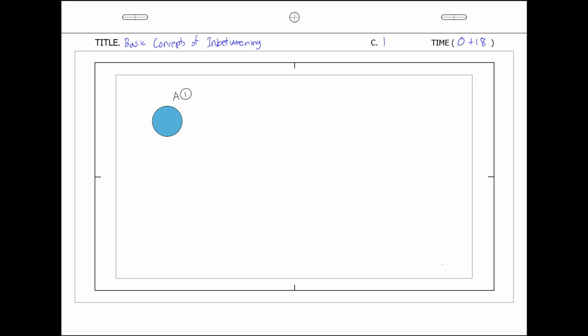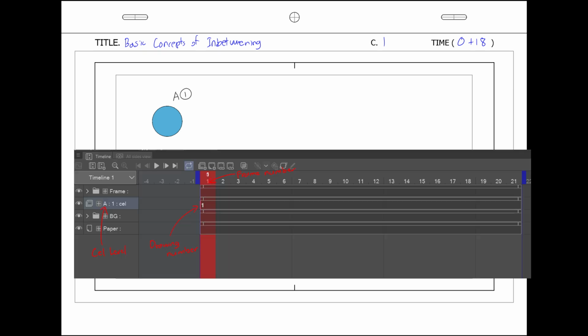Let's place our drawing at the starting point and name it A1 and put a circle on it to note that this is a key drawing. This drawing is at the start of our animation, so let's put it at frame number 1.